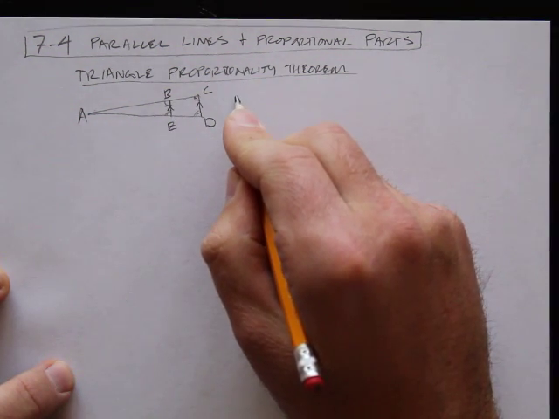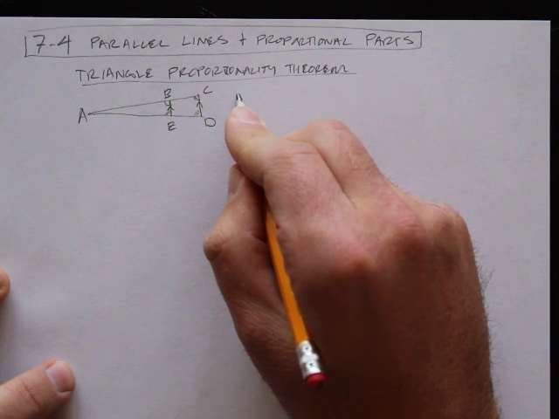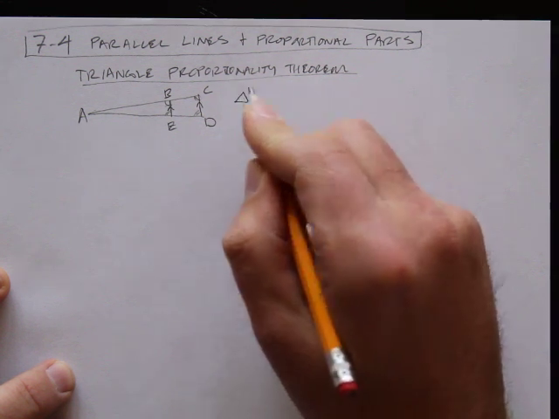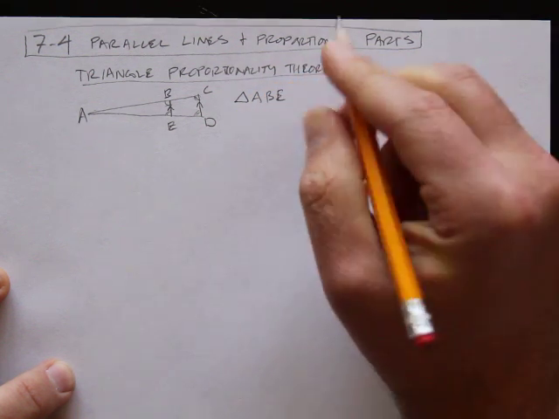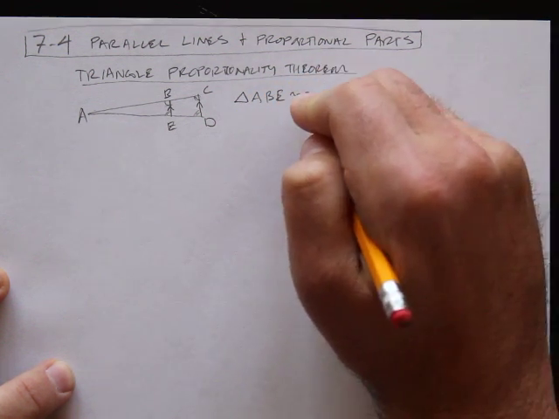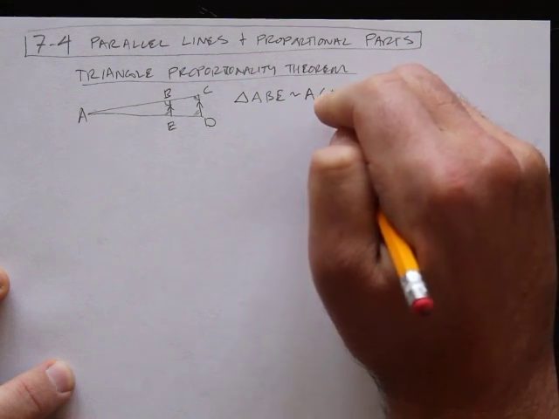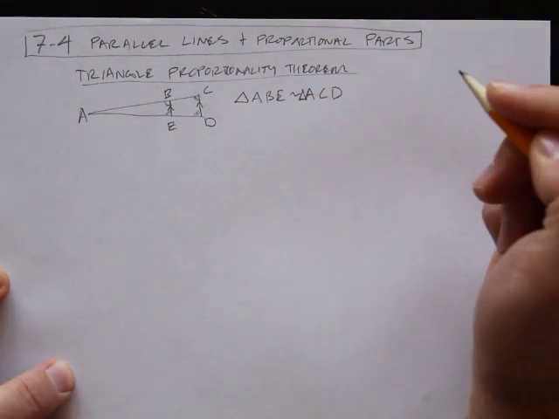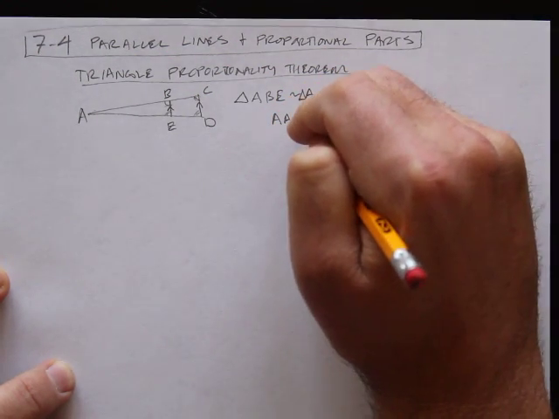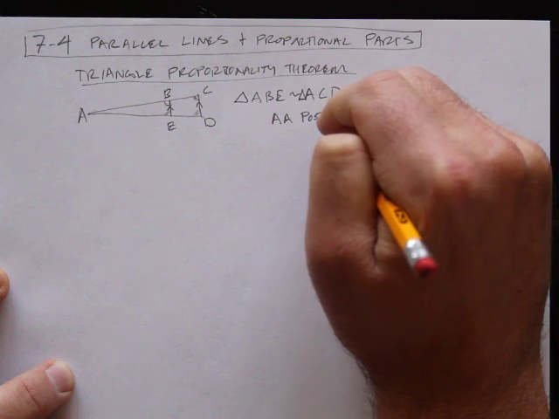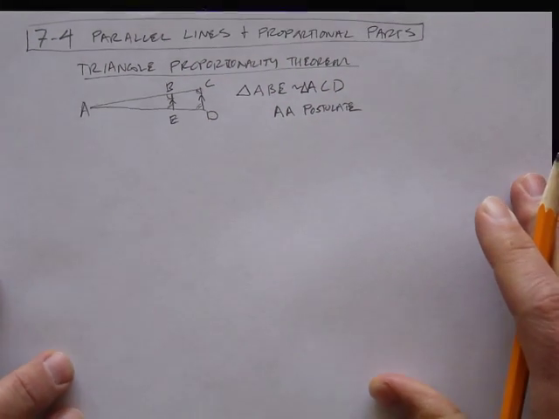So here we go. Triangle ABE is similar to triangle ACD. And this is by the angle postulate. All right.